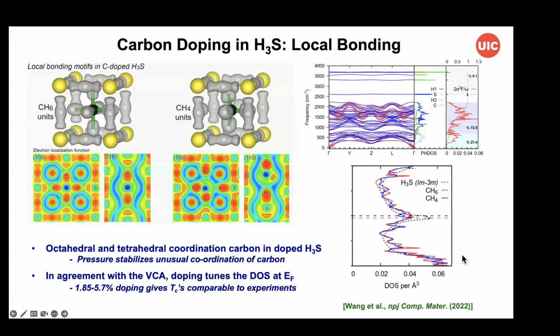So we think we now have more or less a local bonding picture of the carbon in the system, although a number of questions remain, including the stoichiometry and defects around the carbon and so on. So this is very much still an active area of research, both experimentally and theoretically.